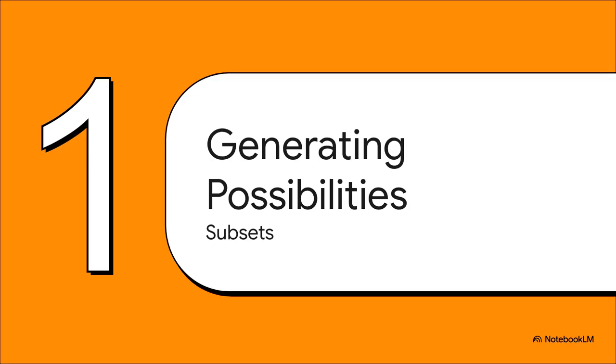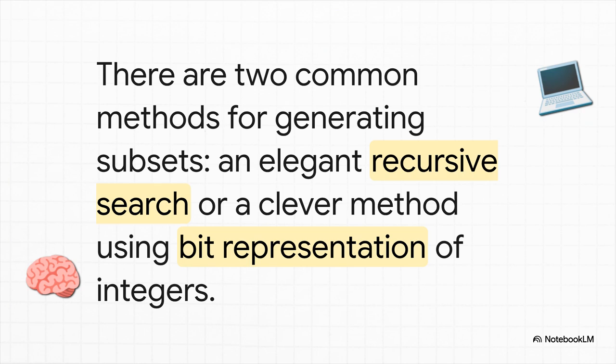Okay, first things first, we have to master generating subsets. This is one of those foundational patterns. It shows up everywhere. The question is, if you're given a bunch of items, how do you systematically create every single possible combination of them? So there are basically two classic ways to pull this off, and they each have their own pros and cons. The first is an elegant recursive search, which is really intuitive. The second is a super clever and wicked fast technique using something called bit representation. Let's break them both down.